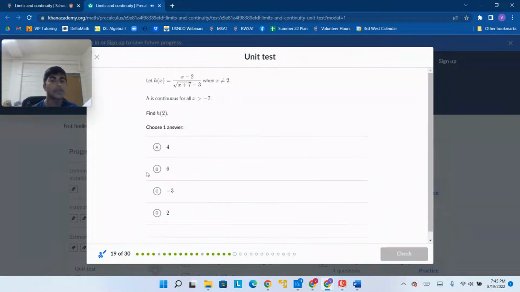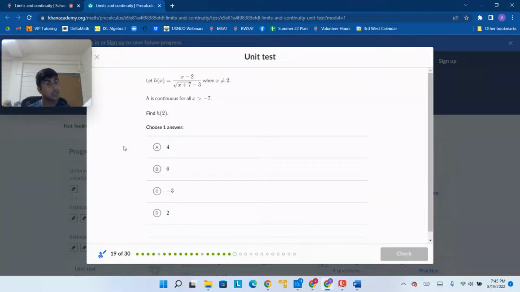And we can keep going. H of x is going to equal x minus 2 over square root of x plus 7 minus 3. H is continuous for all x greater than -7. We're going to try to find h of 2. All right, so we plug that in, we get 0 over 0. What do we do now?